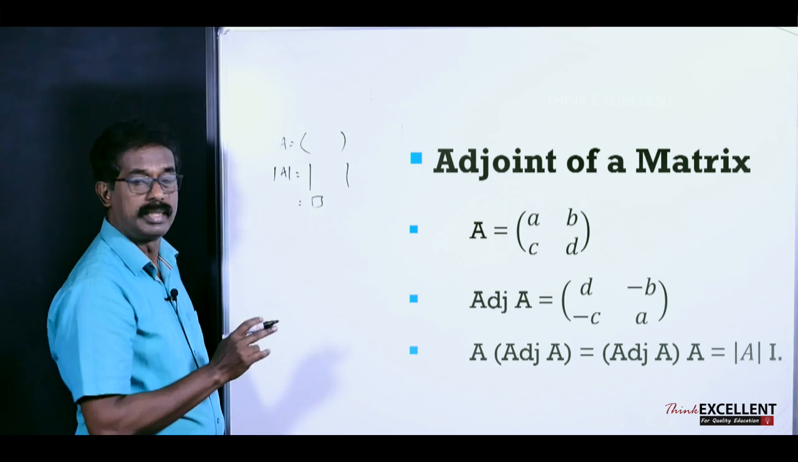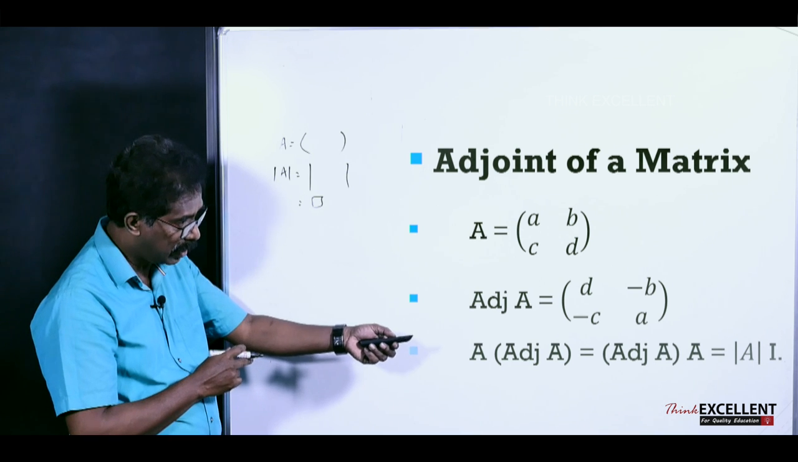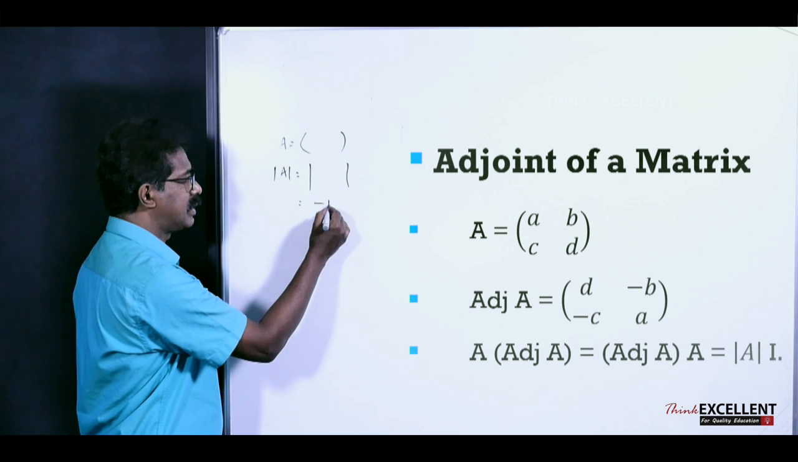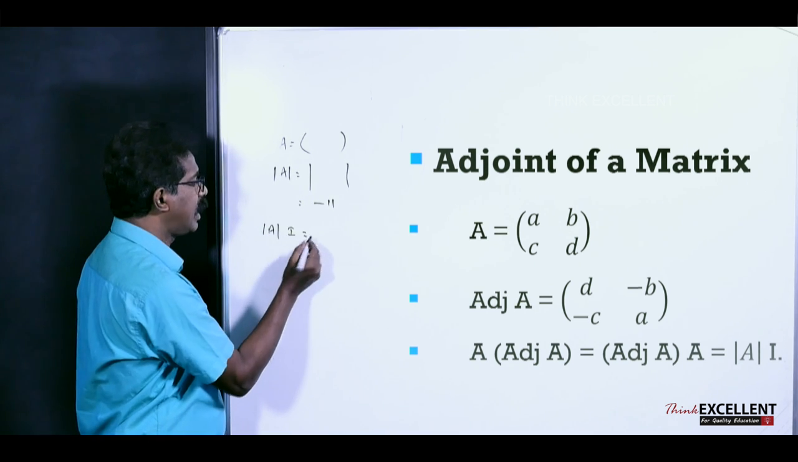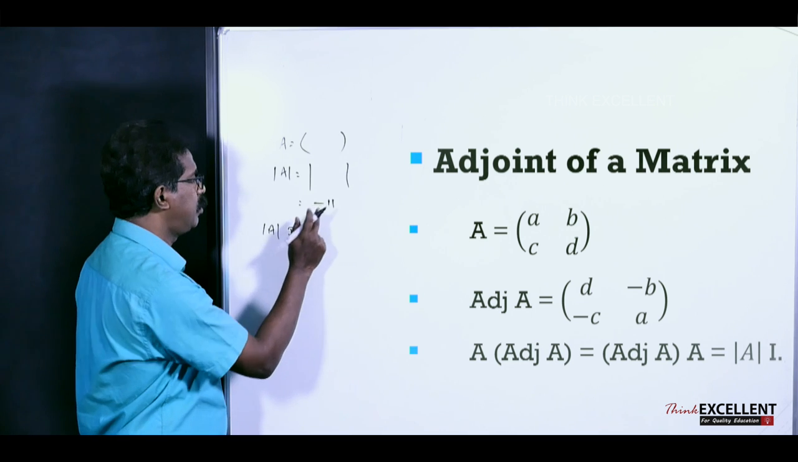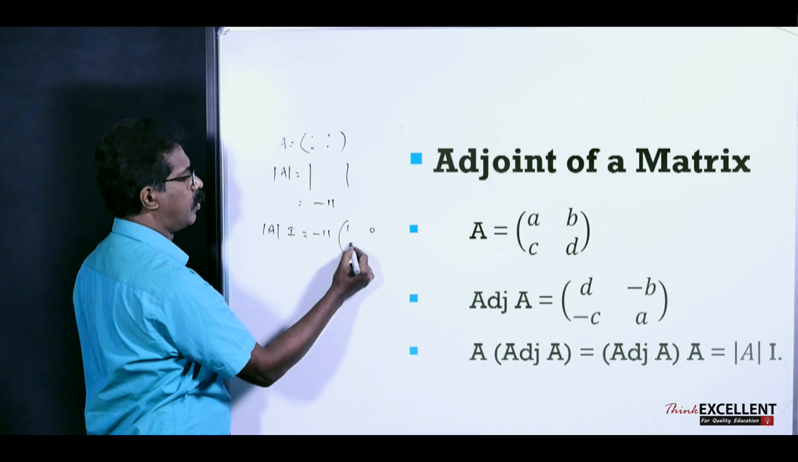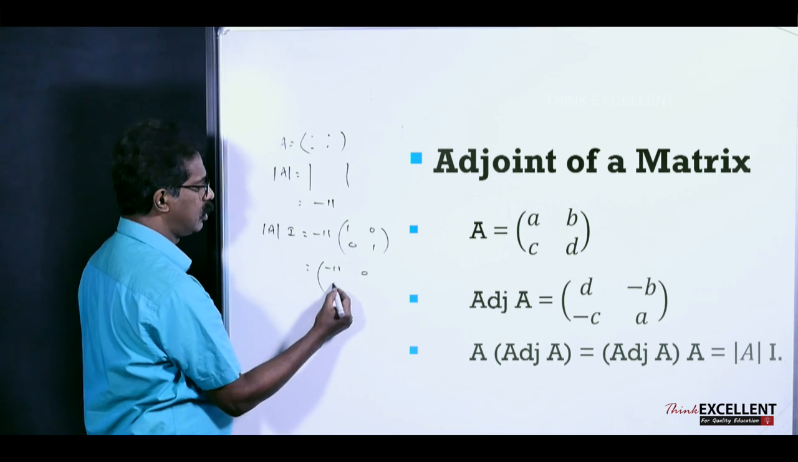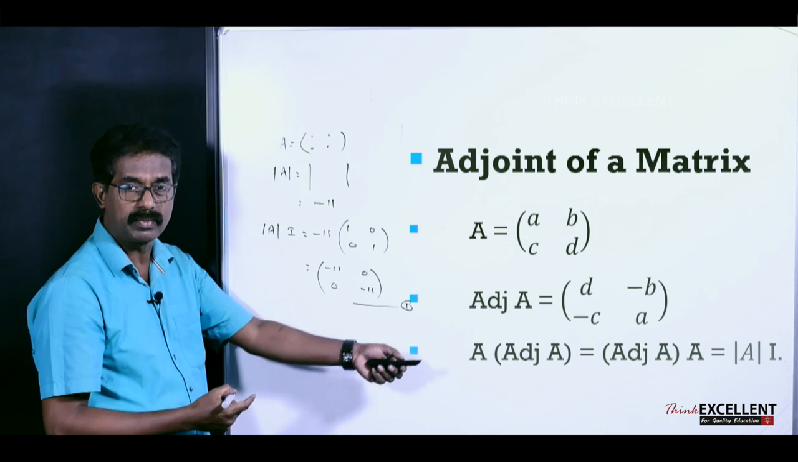Now, determinant, the last one. You see what we want? Determinant A into I, right? For example, determinant A is minus 11. Now, in determinant A into I, I stands for the identity matrix. Determinant A is minus 11. I, if it is 2 by 2, is 1, 0, 0, 1. Multiply everything: minus 11, 0, 0, minus 11. This is the answer for the third part.